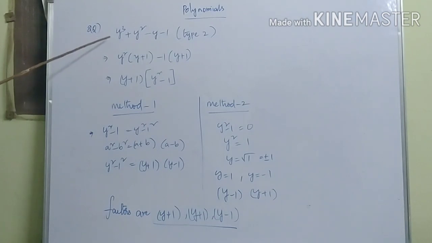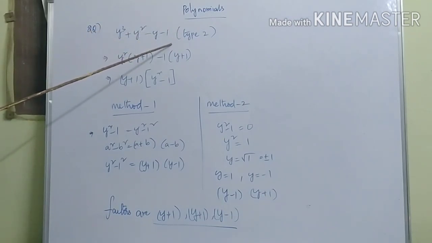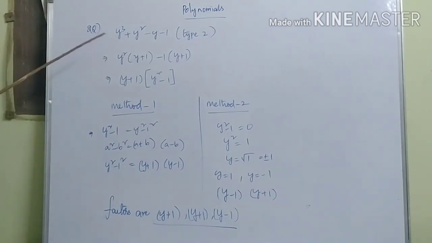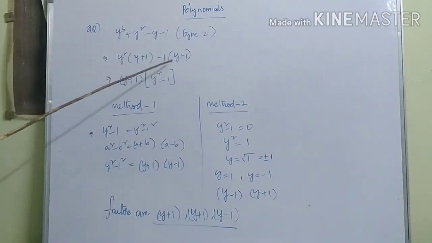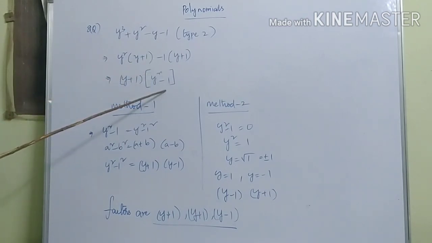Next, our second problem, y cube plus y square minus y minus 1. This is a type 2 problem. In this type of problem we can get the factors directly, without splitting any middle terms. We have to take y square as a common term from these two terms, so y square is common, remaining terms are y plus 1. Here minus 1 is common, remaining terms are y plus 1. So the entire y plus 1 is common, and the remaining terms are y square minus 1.